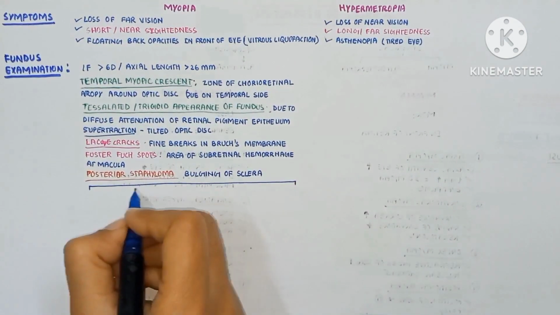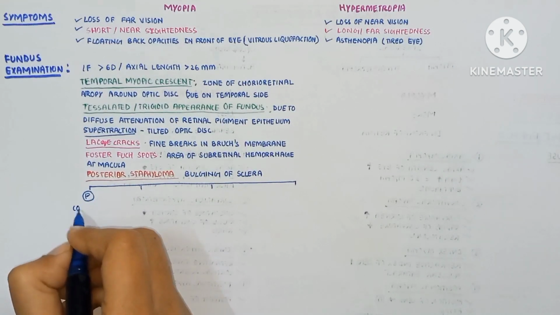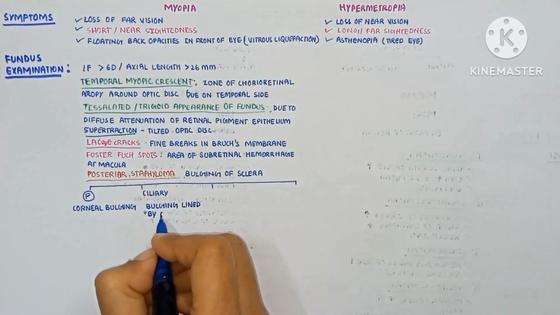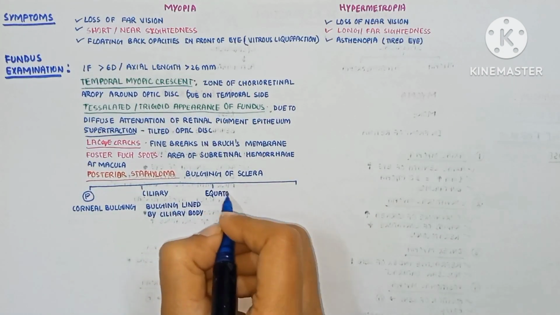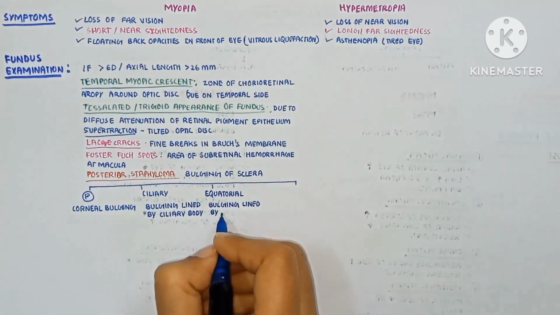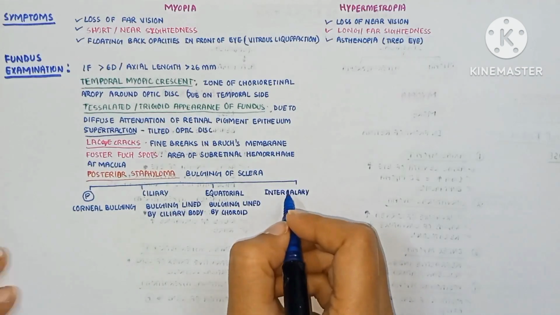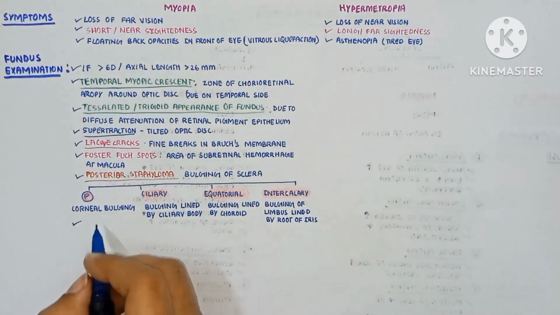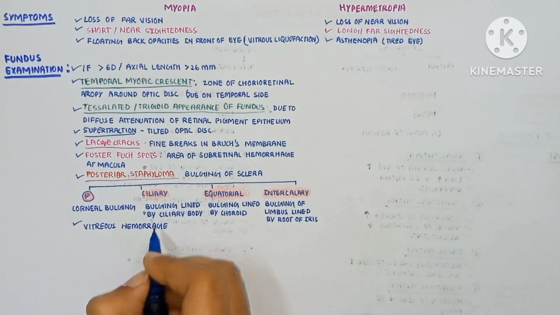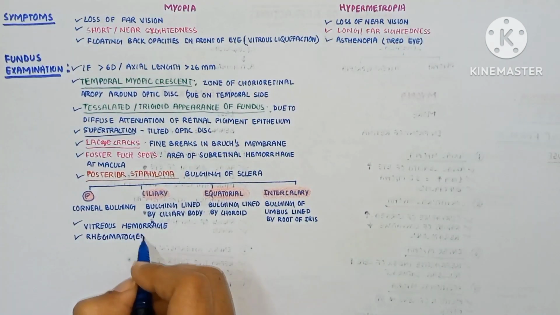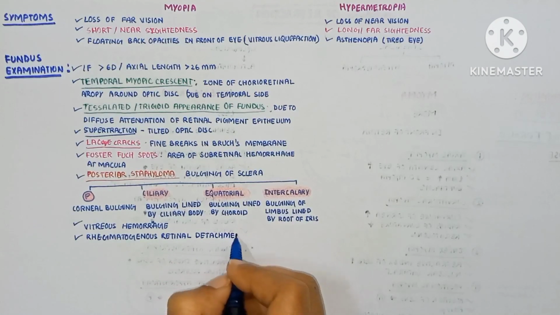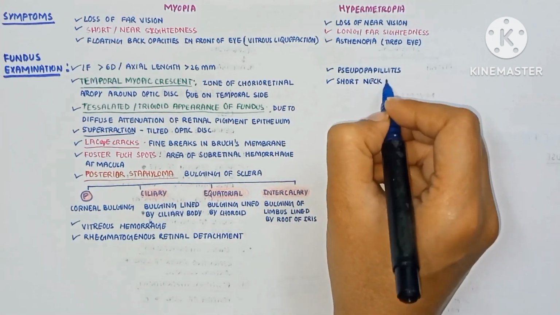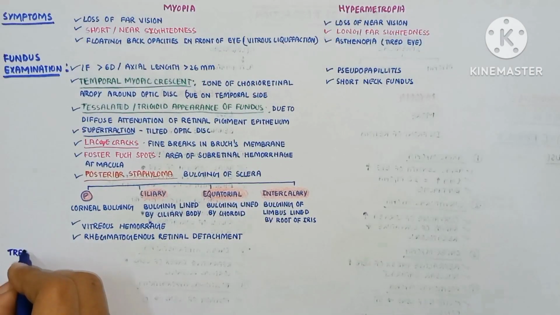It is of 4 types. Anterior is corneal bulging; ciliary staphyloma, bulging lined by the ciliary body; equatorial staphyloma, bulging lined by the choroid; and intercalary staphyloma, bulging of the limbus lined by the root of the iris. Next, vitreous hemorrhages are found. Rhegmatogenous retinal detachment occurs in myopia. In hypermetropia, pseudopapillitis or a short neck fundus is found.